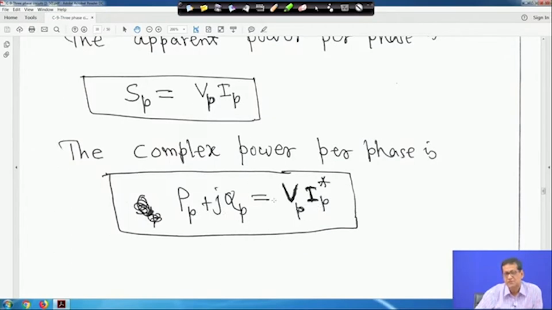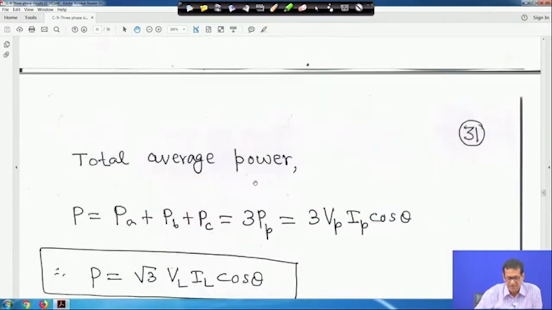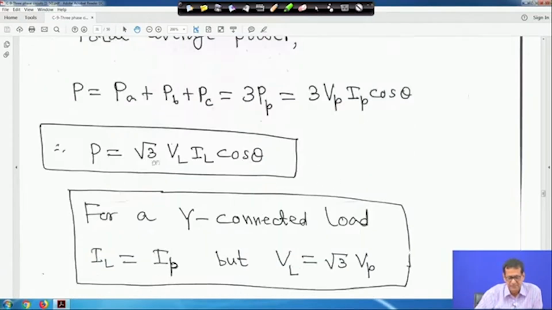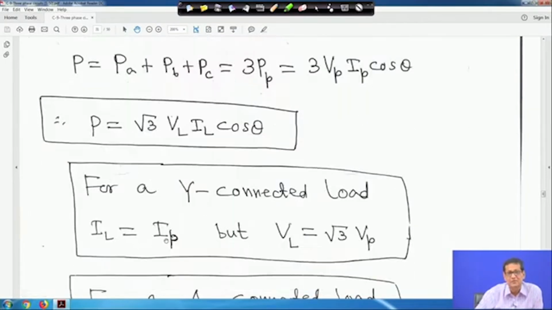This has been explained also for single phase, right. The meaning is very simple. Total average power will be Pa plus Pb plus Pc is equal to 3 Pp. So, it will be 3 Vp Ip cos theta, right. But this can be written as root 3 VL IL cos theta. Look, for a star connected load, line current is equal to phase current. When you solve numericals, this should always remain in your mind, right. For a star connected load, line current is equal to phase current, but line voltage will be root 3 times phase voltage.